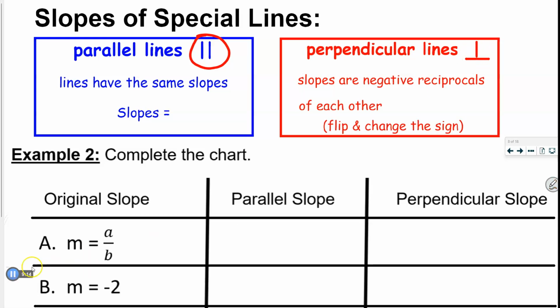And then perpendicular lines. This is the perpendicular symbol. It's an upside down capital T. And when we have perpendicular lines, we have slopes that are negative reciprocals of each other. Remember, a reciprocal means you flip something. So you flip the top to the bottom and the bottom to the top, and then you change the sign. That's what the negative means. You change the sign, and reciprocals means you flip it.